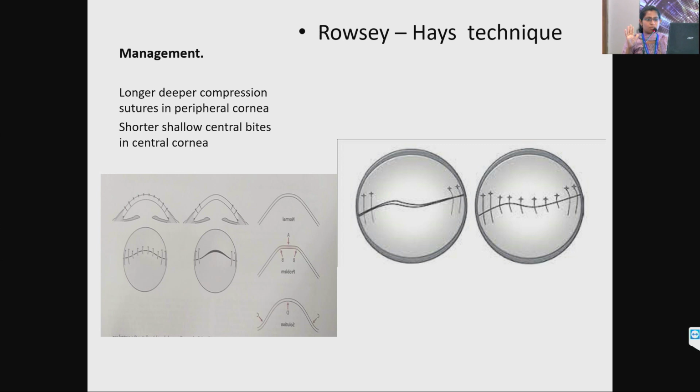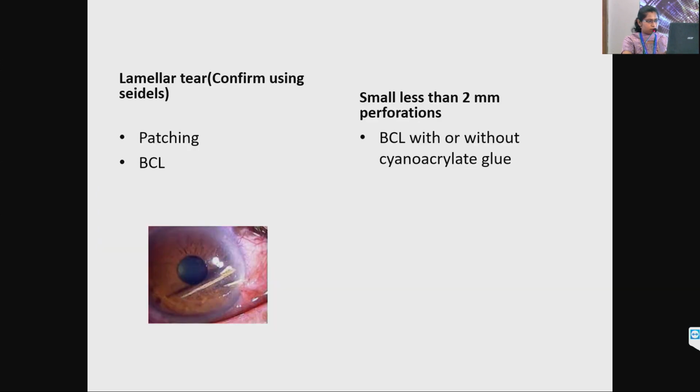You have to take adequate time and redo the sutures. There's no problem in that. And of course, bury all the sutures away from the pupillary axis. Coming to two situations where you don't generally require sutures, lamellar tears, in which case you can just do patching or even a bandage contact lens with antibiotic coverage.